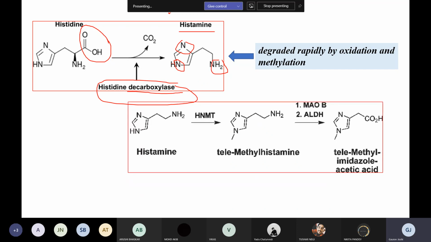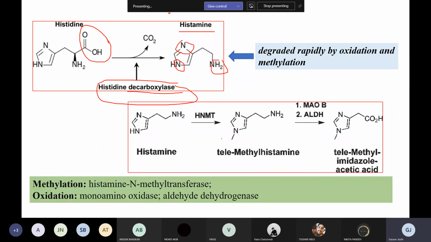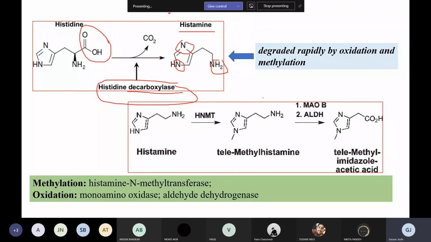For example, histamine is there. First I talked about the methylation, and the second is the oxidation. Both these processes are involved in the degradation of histamine. In the first, histamine is there, in the presence of histamine N-methyl transferase. You can correlate with the enzyme name: N-methyl transferase.